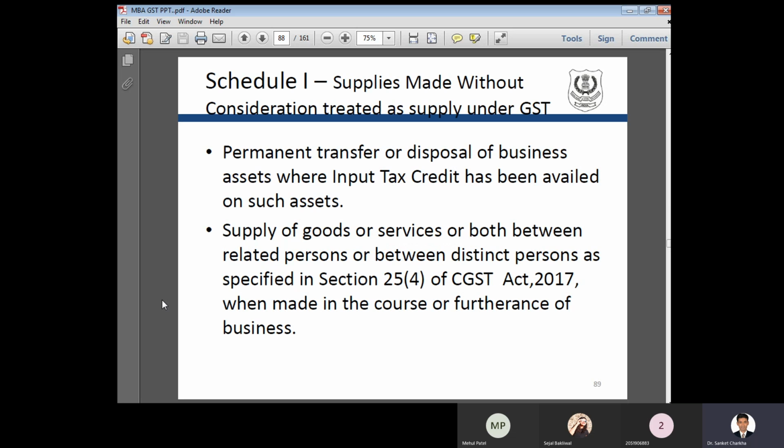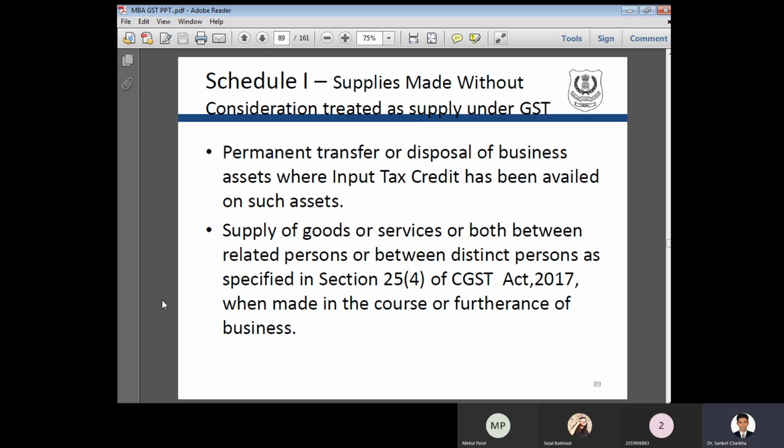Okay, we'll look further. Schedule number 1: supplies made without consideration treated as supply under GST. So yes, the answer is yes. If there is no consideration in your supply, still the particular transaction will be called a supply. Permanent transfer or disposal of business assets where input tax credit has been availed on such assets. So at any stage or point of time, whether there is consideration or no consideration, that particular thing will be called a supply.